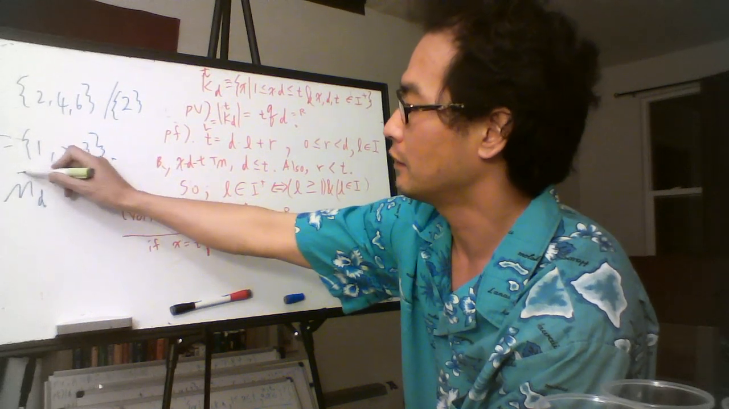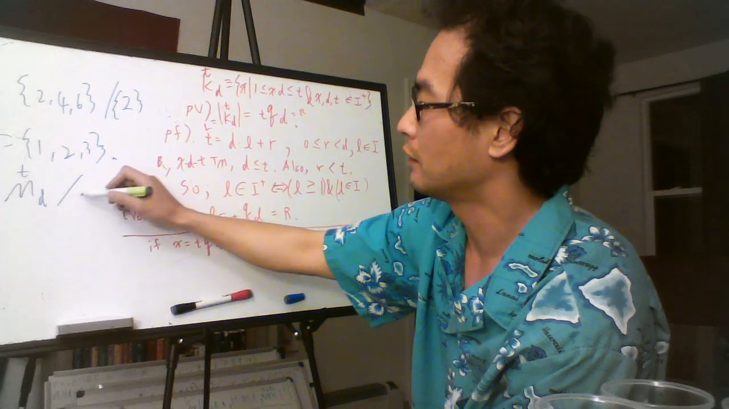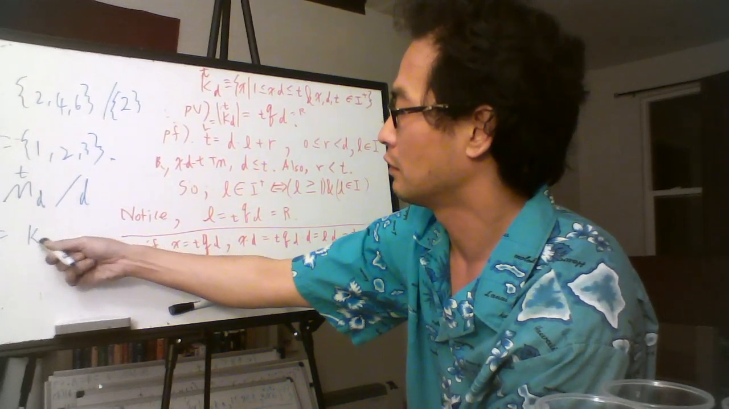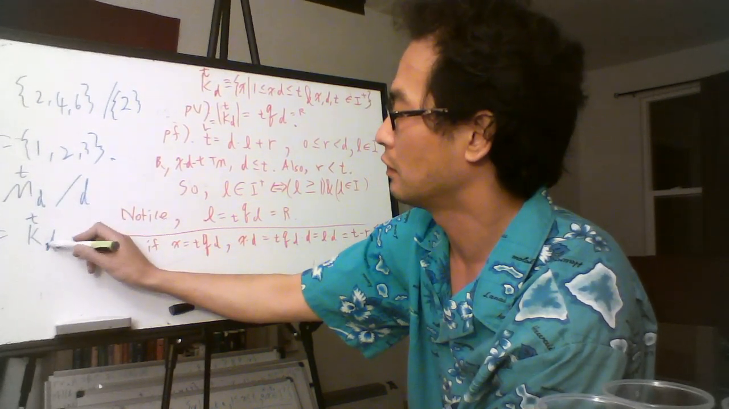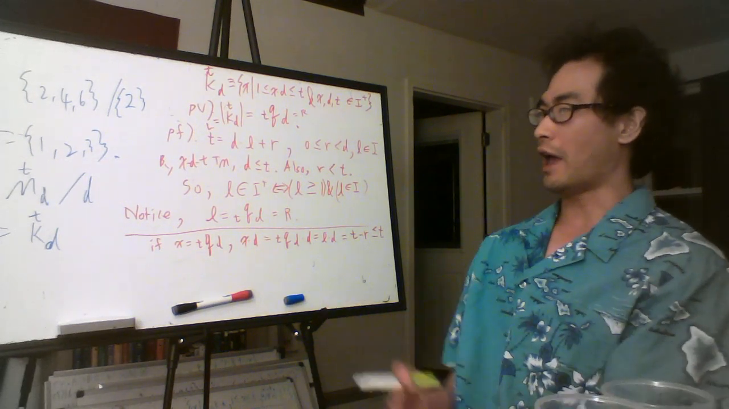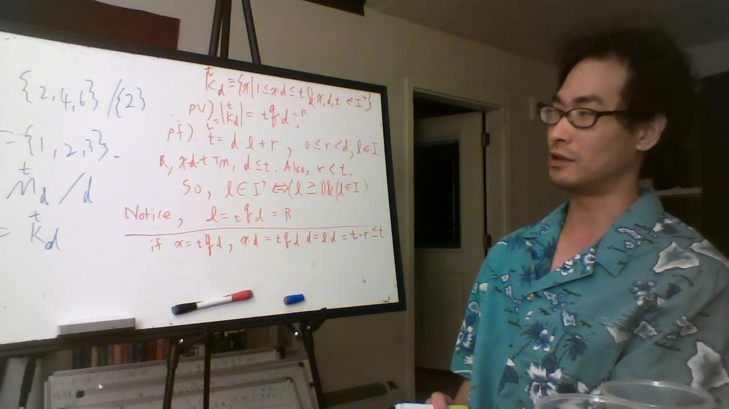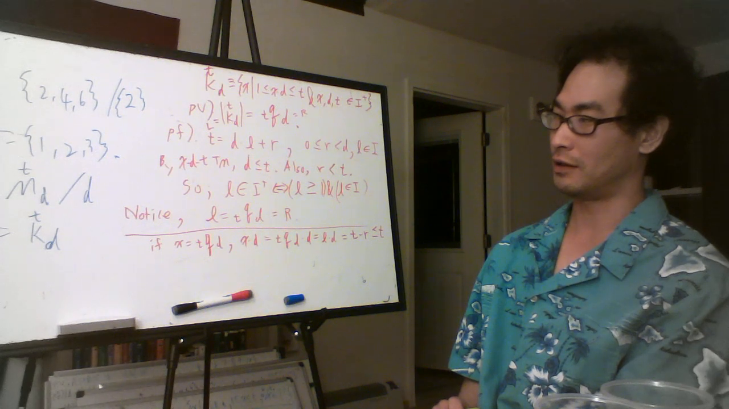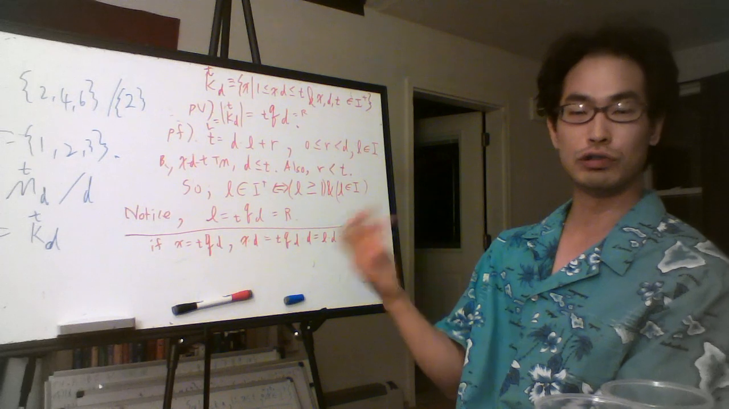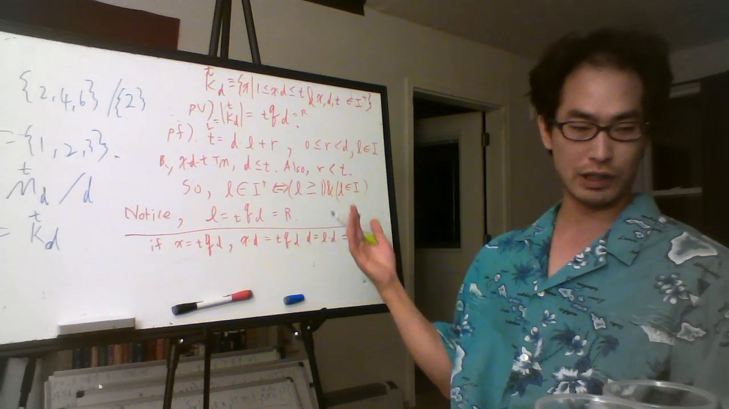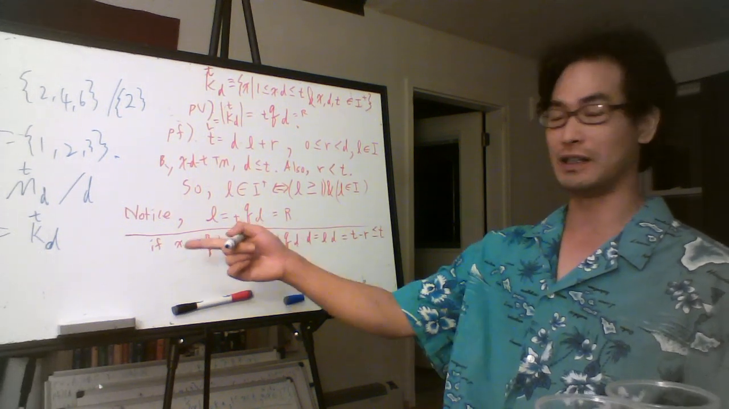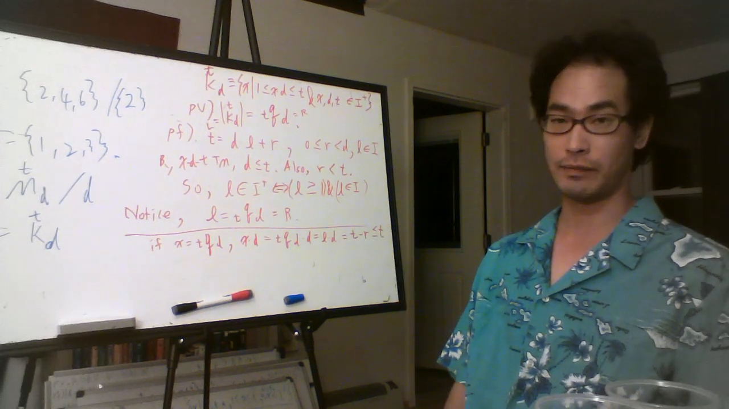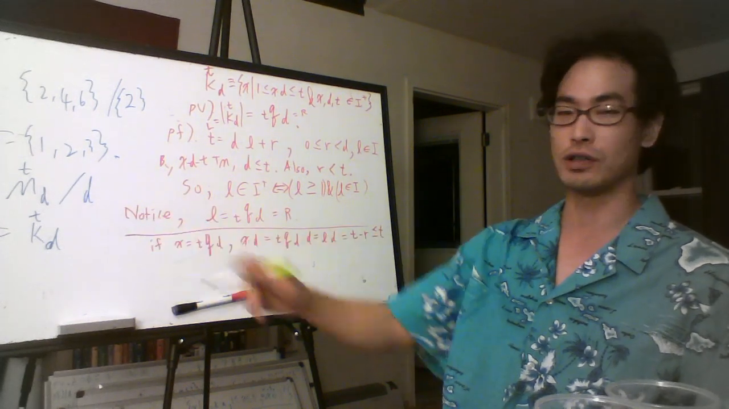M_D(T) divided by D is equal to K_D(T). What is M_D(T)? That's the multiples of D, each of which is T or less. We don't care about zero. It starts with D, 2D, 3D, all the way up to T or less. M_D(T) is the set of multiples of D, each of which is less than or equal to T, and if we divide that by D, then you have this quotient set.